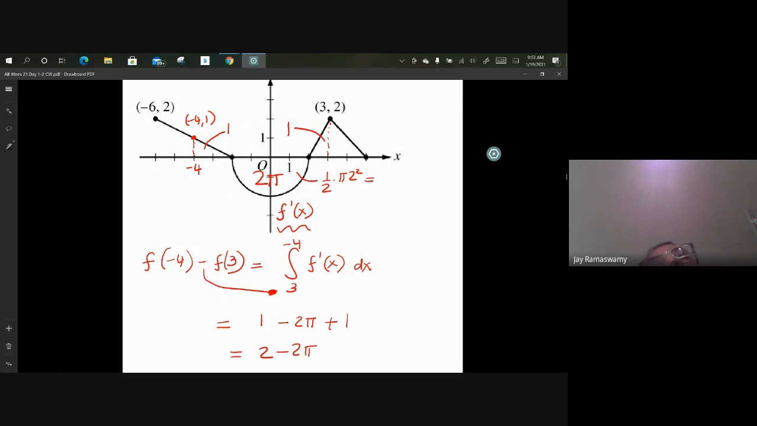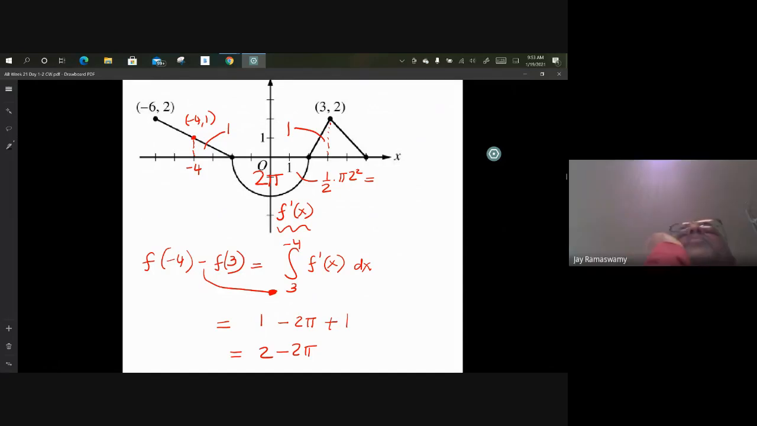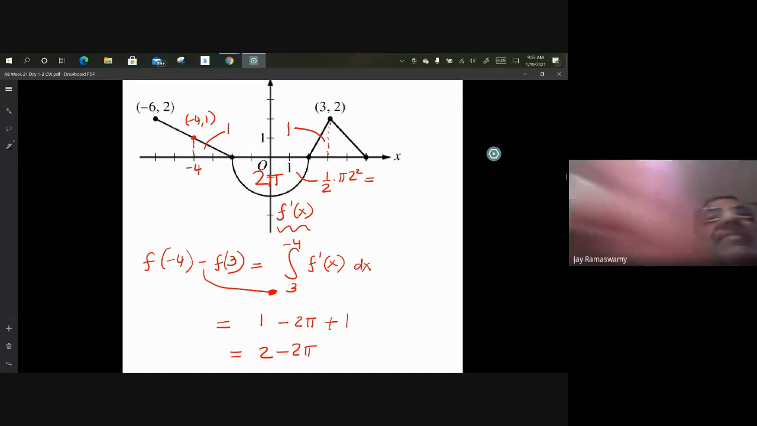Okay, smart kids, correct me. -1, negative 2 pi, plus 2 pi minus 1. Very smart. Where was I being careless? Because you're going right, 3 to 4. Very, very smart.